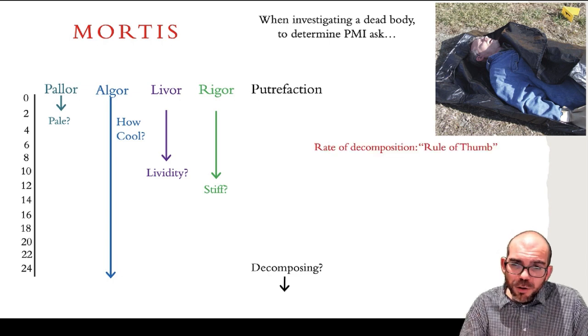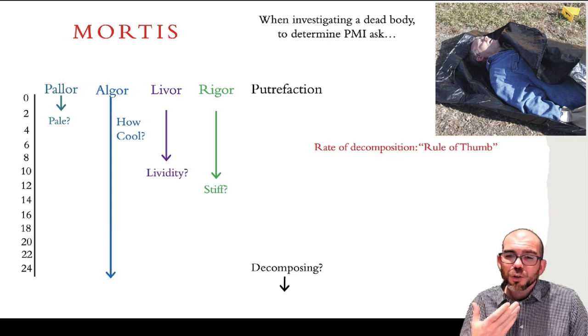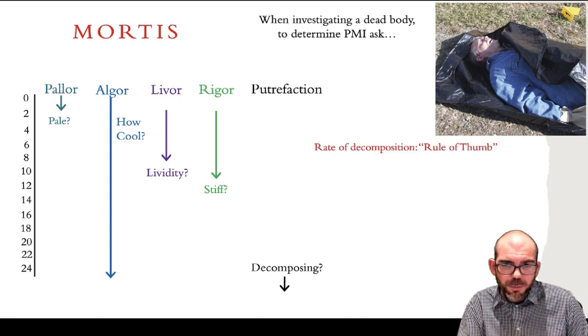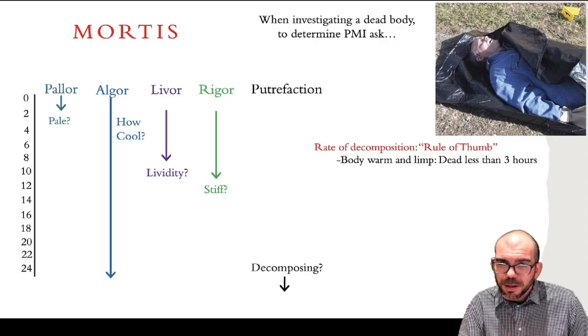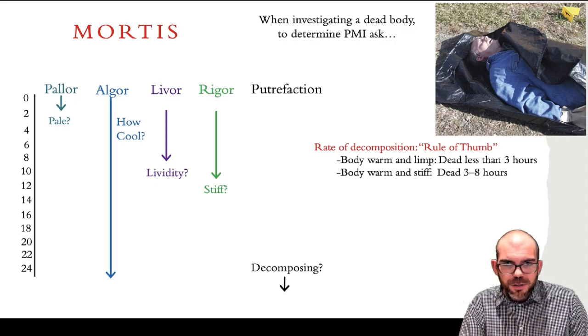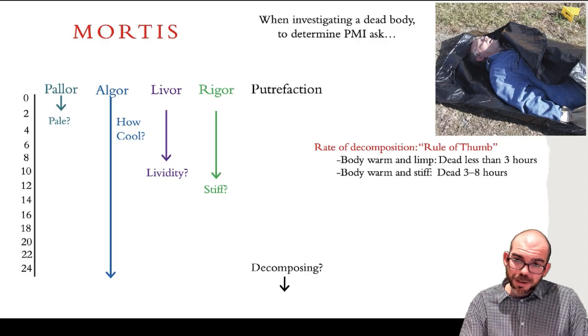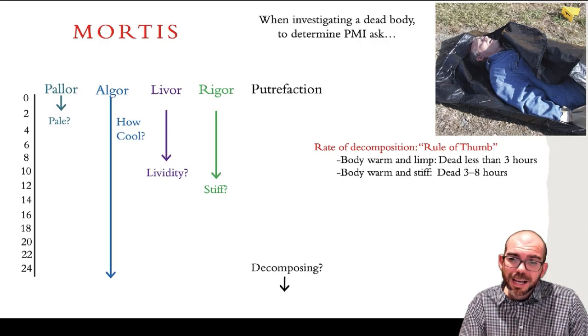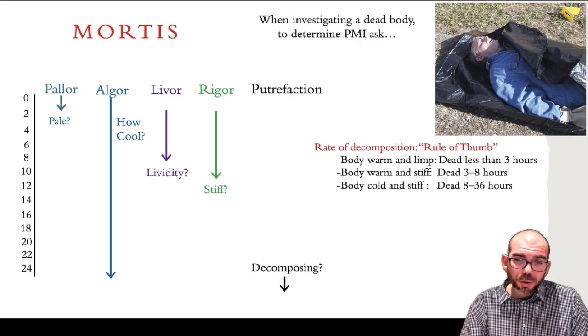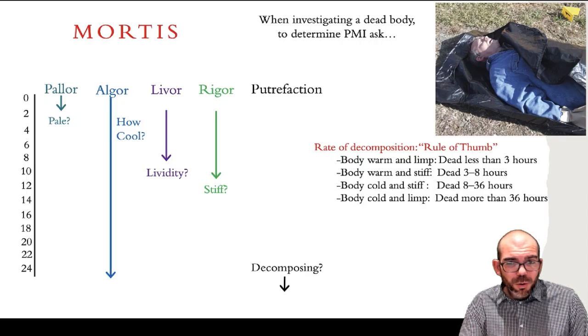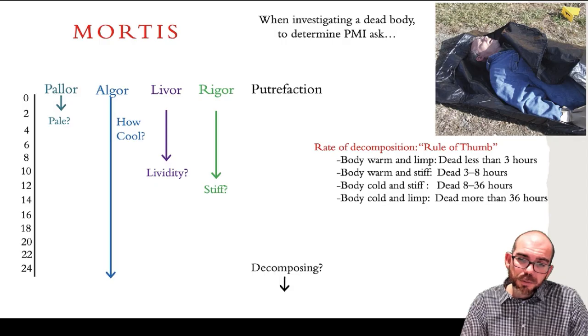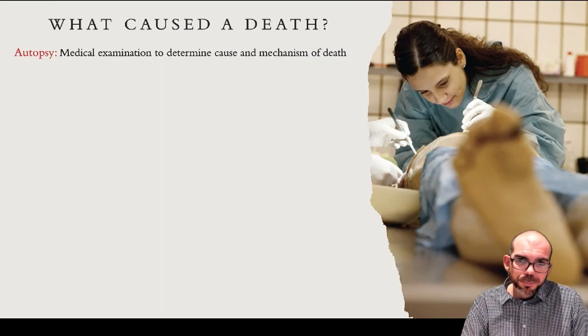Putting all this together, you can have some rate of decomposition rules of thumb that you can follow when calculating a PMI. If the body has some warmth to it and it's limp, it's been dead for less than 3 hours. If the body's warm and beginning to stiffen, it's probably been dead for 3 to 8 hours. If the body's cold and stiff, it's been dead for 8 to 36 hours. And if it's cold and limp, you can be confident it's been dead for more than 36 hours.